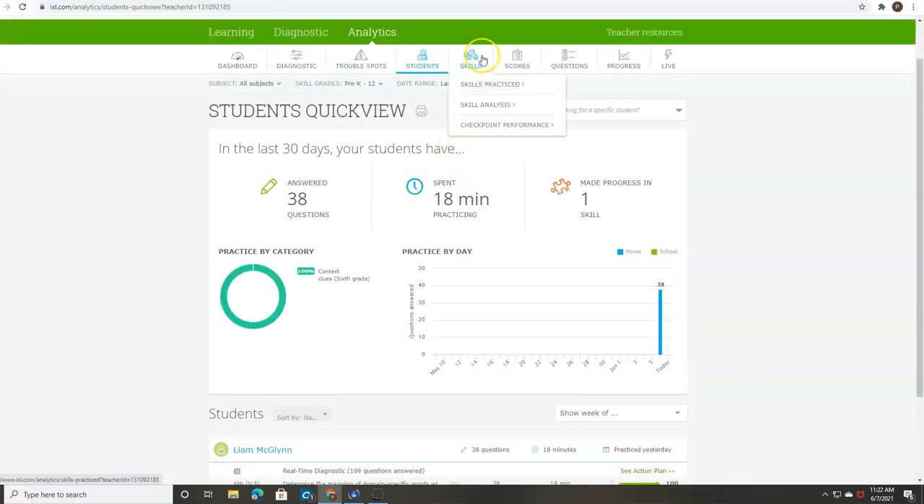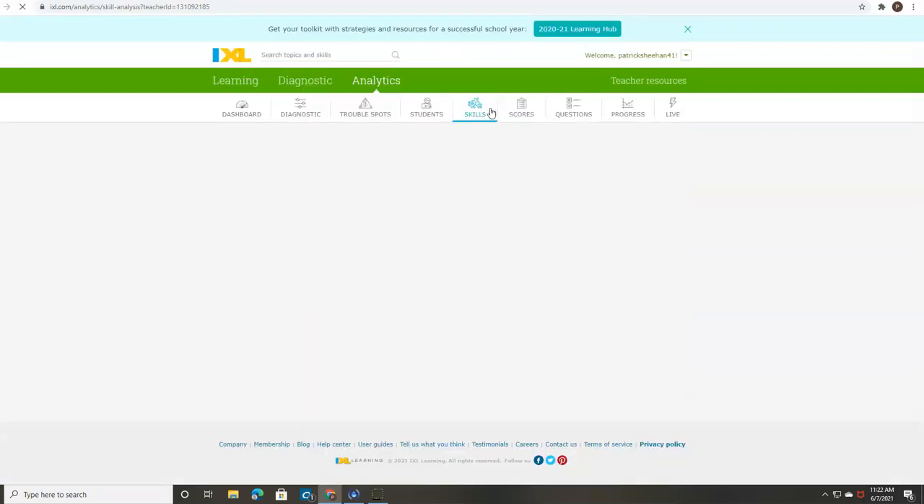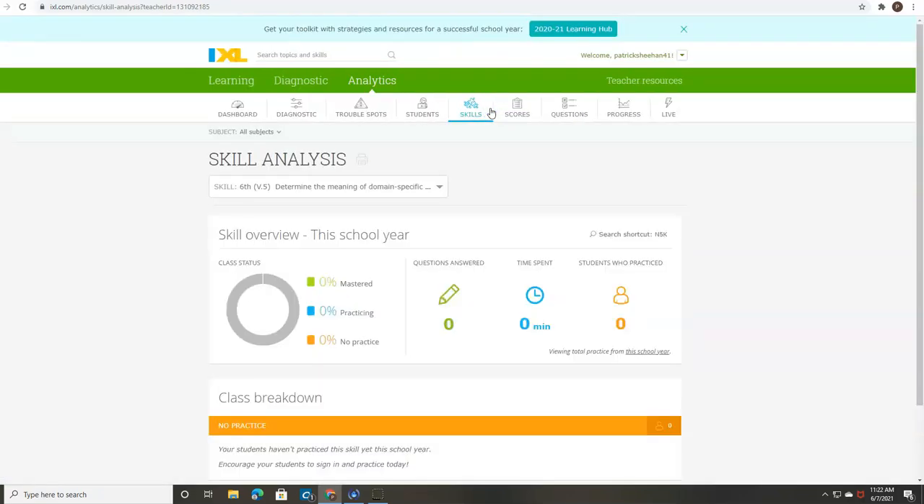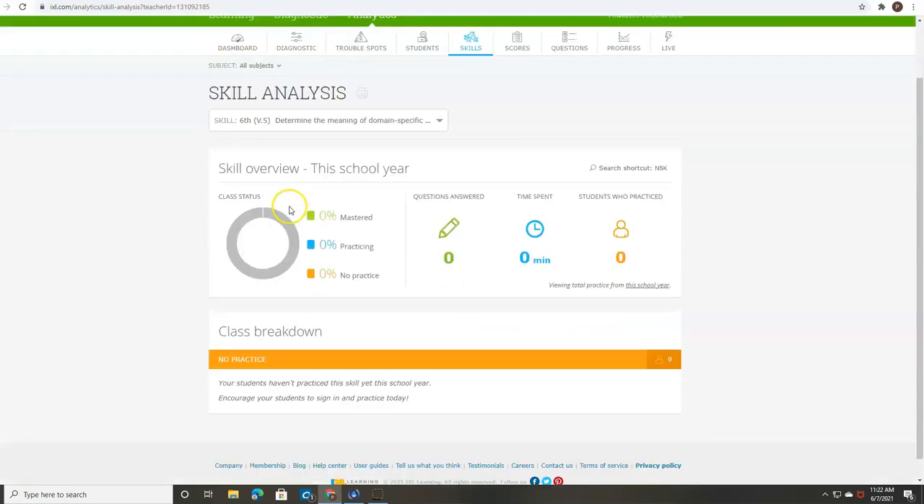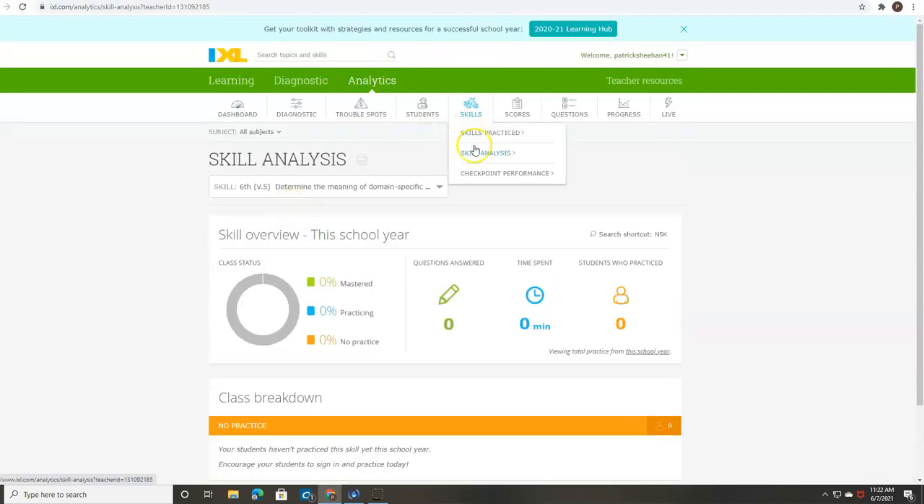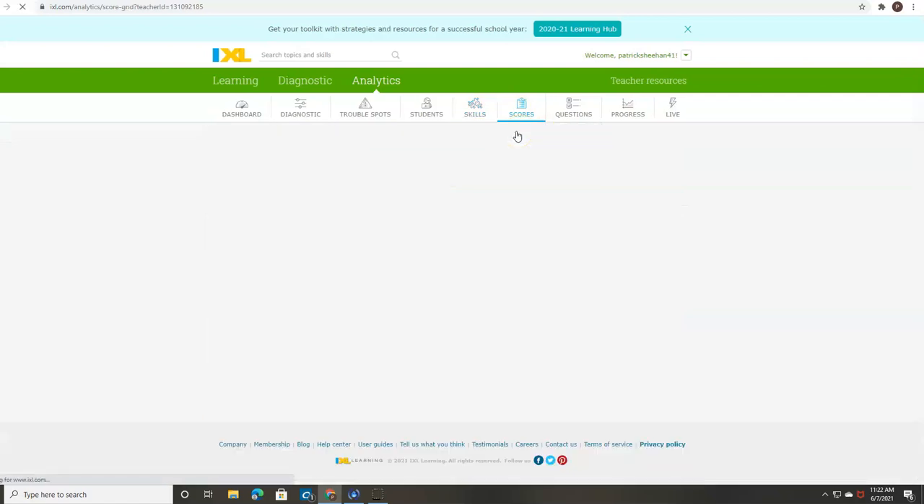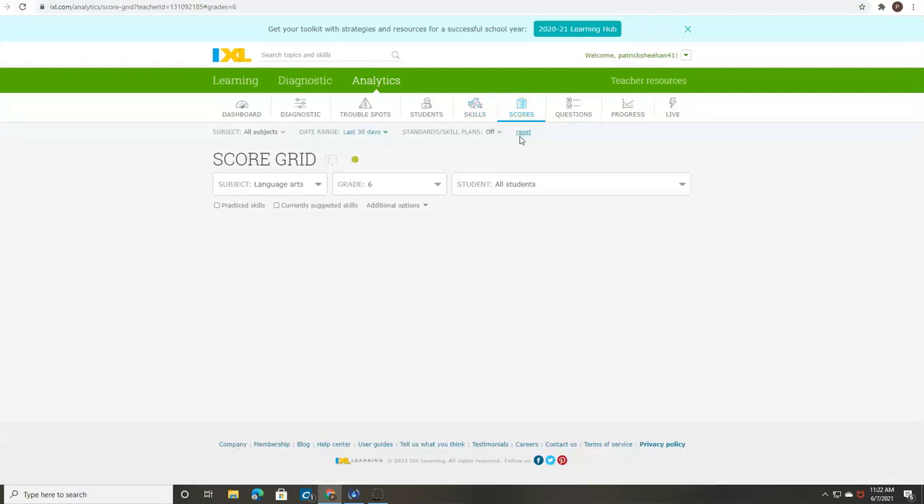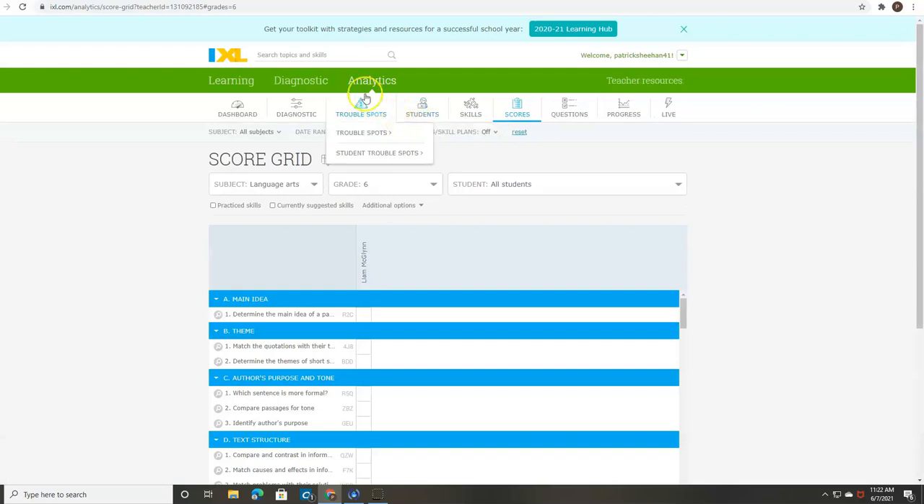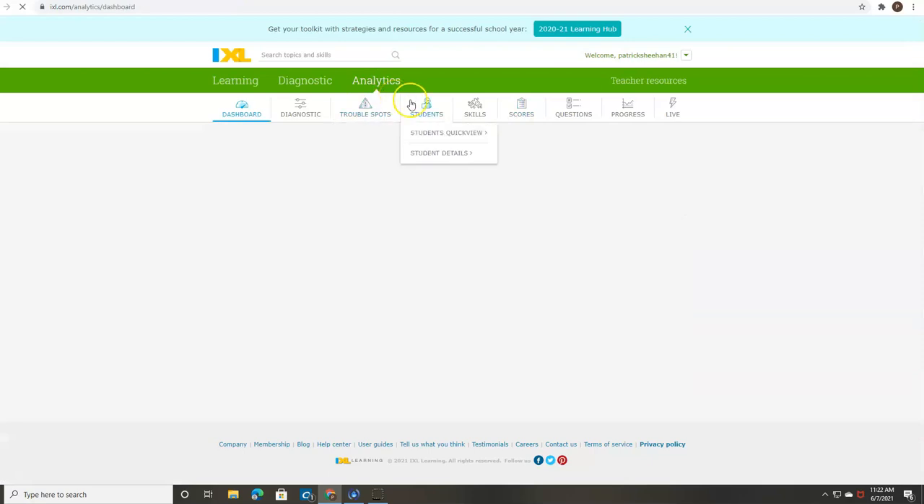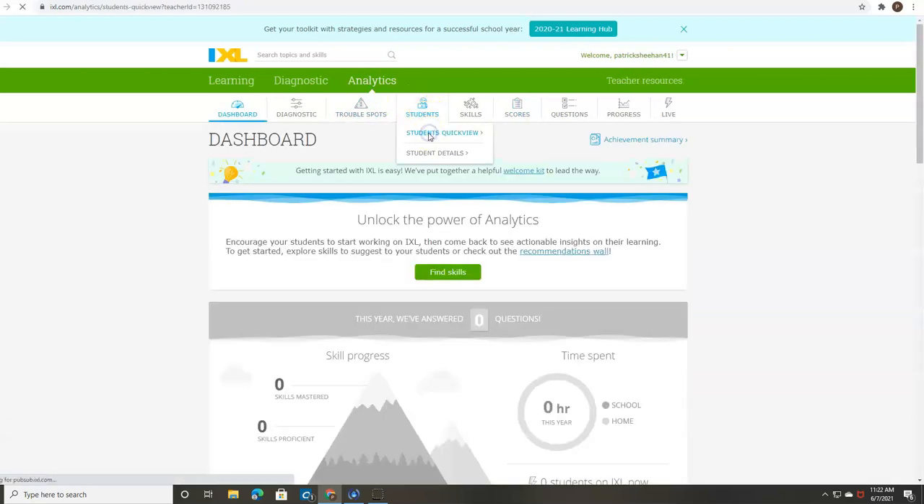So if we take a look at, I believe if we go under skill analysis, let me make sure, okay, 6V5. It's not skill analysis, bear with me. Let's score grid. Okay, so again, let me go back, show you, we were in analytics. We went to students quick view.